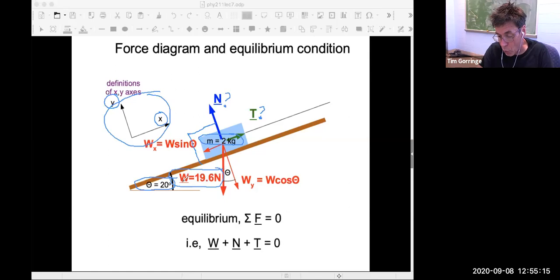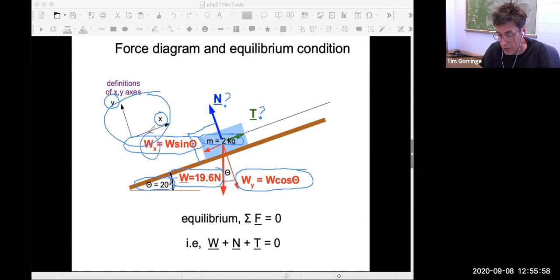And so this weight of 19.6 newtons, we're going to resolve into two pieces. One piece that's perpendicular to the incline and one piece that's parallel to the incline. The piece perpendicular to the incline, I'm going to call WY because it's along the y-axis. You can figure that from the weight times the cosine of the angle of the incline. And the piece parallel to the incline, you can figure from the weight times the sine of the angle of the incline. And that's this little calculation here.